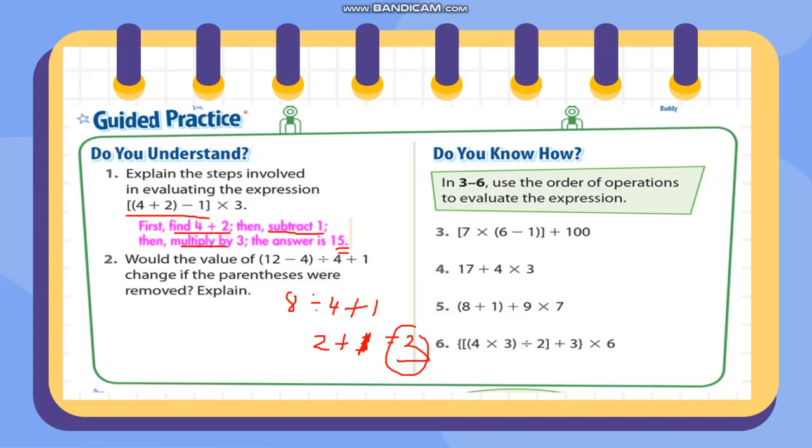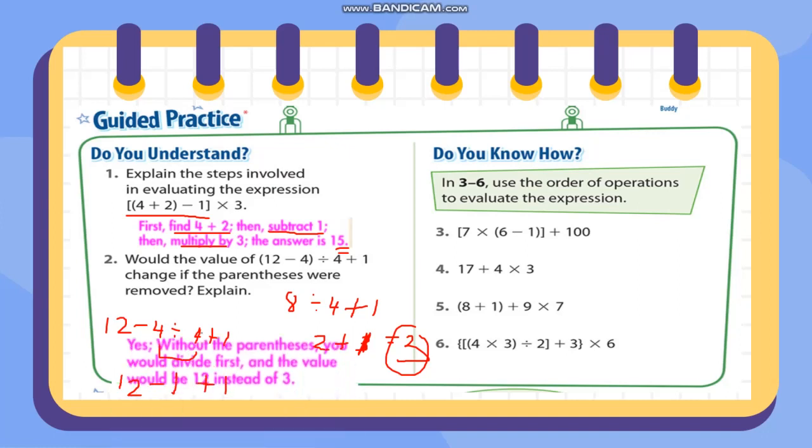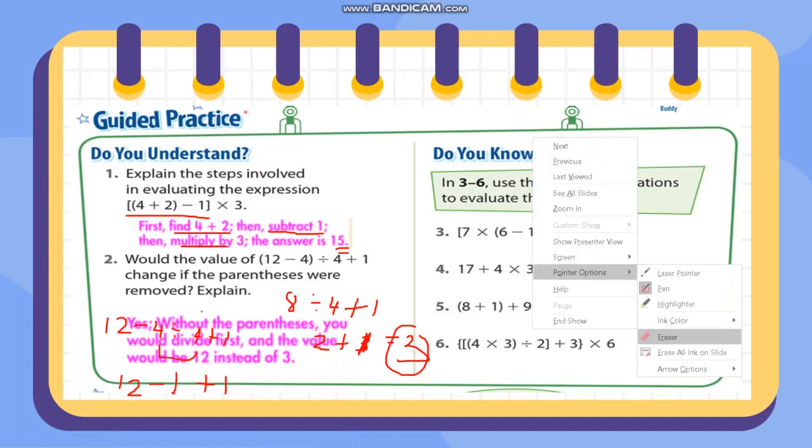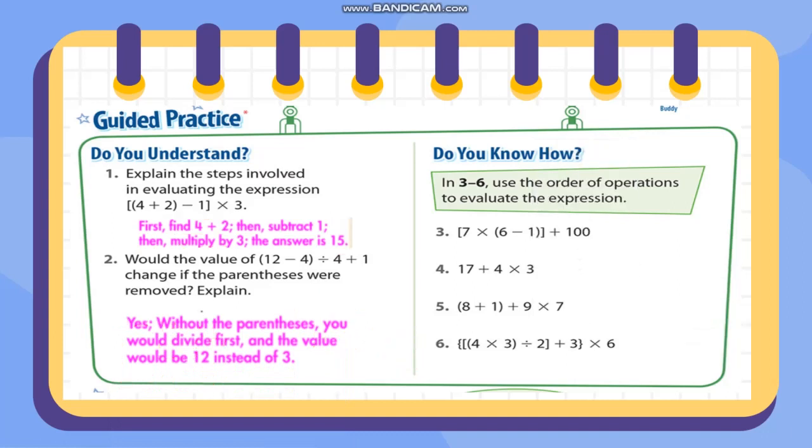But without the parentheses, 12 minus 4 divided by 4 plus 1. We need to divide first instead of subtracting, because based on the rule, division comes first before subtraction and addition. So 4 divided by 4 is 1. Then 12 minus 1 is 11. 11 plus 1 is equivalent to 12. So the answer is yes. Without the parentheses, you would divide first, and the value would be 12 instead of 3.